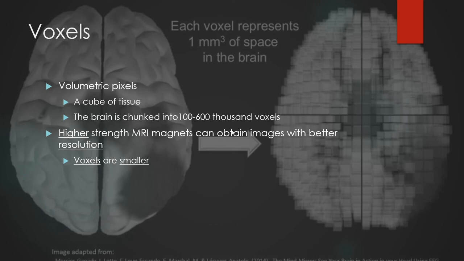The stronger your magnet is, the smaller the voxels are. So think about when you're taking a picture. If you have a low megapixel camera, your pixels are really large, right? And you don't have really good resolution. It's a really blurry image. But as your camera gets better, if you have high megapixels, then the pixels themselves are tiny. And because there's so many of them, you're able to zoom in. You have really good resolution. It's the exact same thing that's going on with MRI. The stronger the magnet is, the smaller the voxels are, and the better the resolution is. You can zoom in, you can see structures a lot better, it's not as blurry.